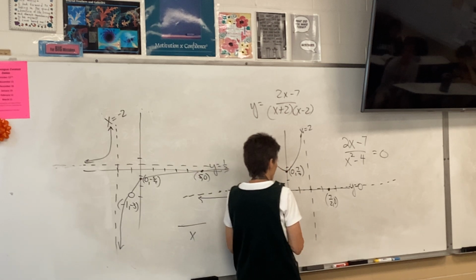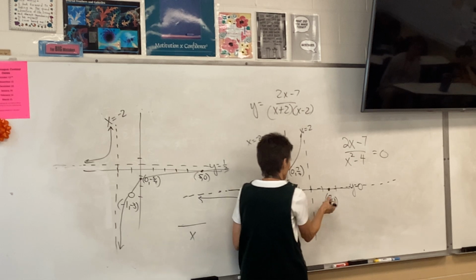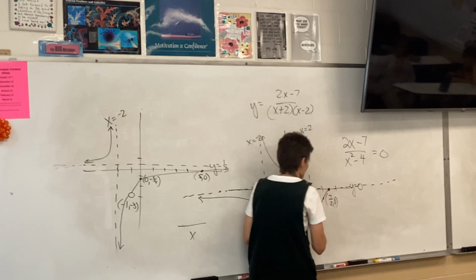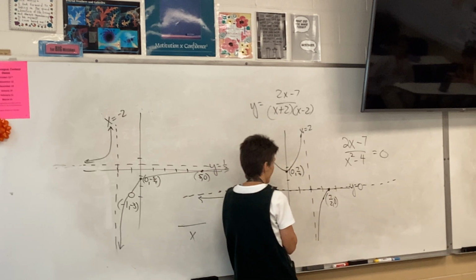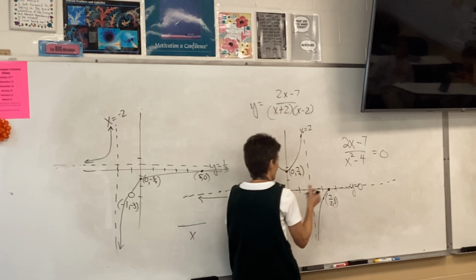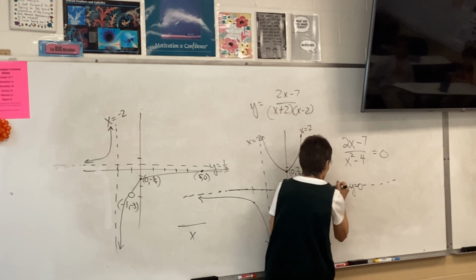Let's try 3. That's 3 right there. If I put in 3, am I positive or negative? Negative, okay. So it looks like it's coming up like this. What about when I put in 4? Positive, so it's gonna come up.